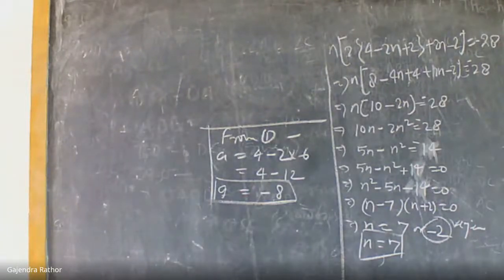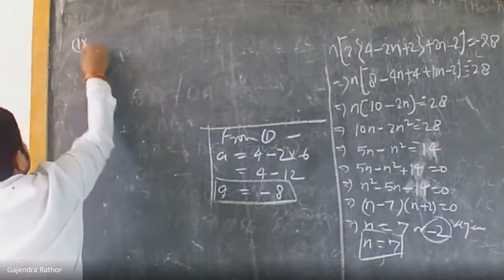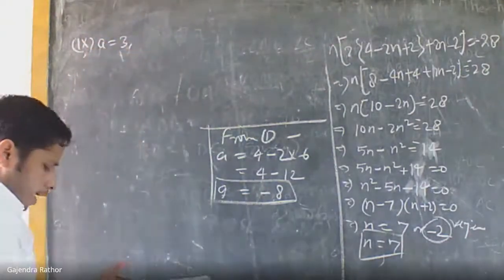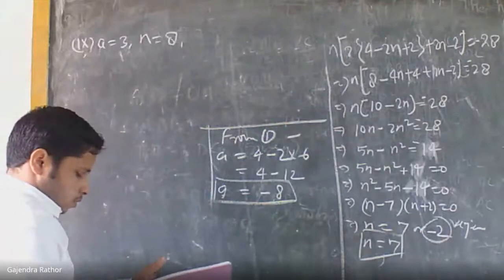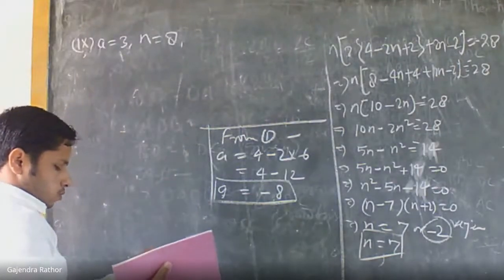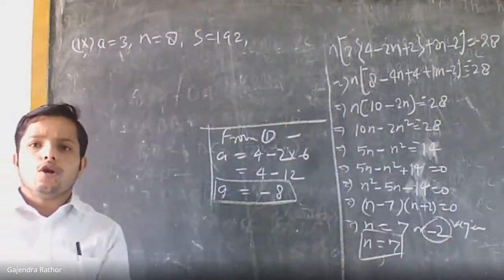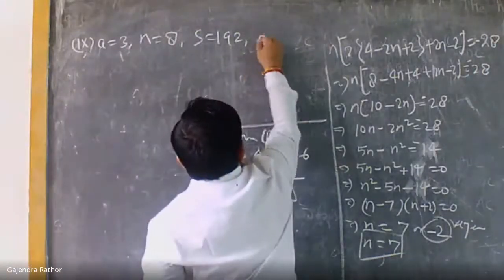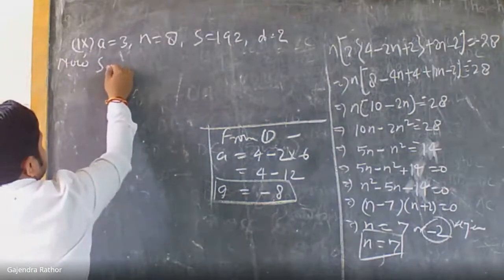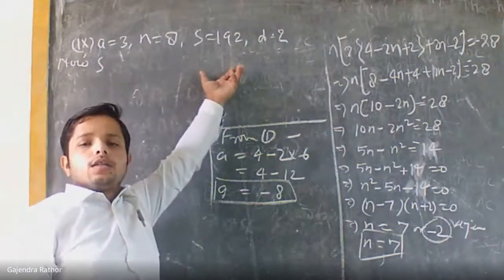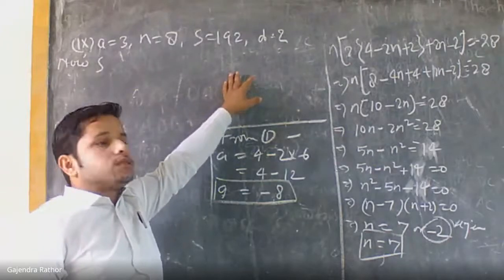Okay, so let's continue. Point number 9: given a is equal to 3 and n is equal to 8, s is equal to 192, and we have to find the value of the common difference d. Here it is not given how many terms, but if n is equal to 8, then the sum of 8 terms is 192.